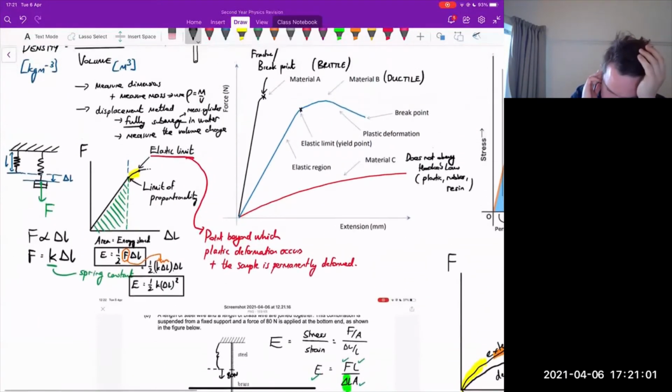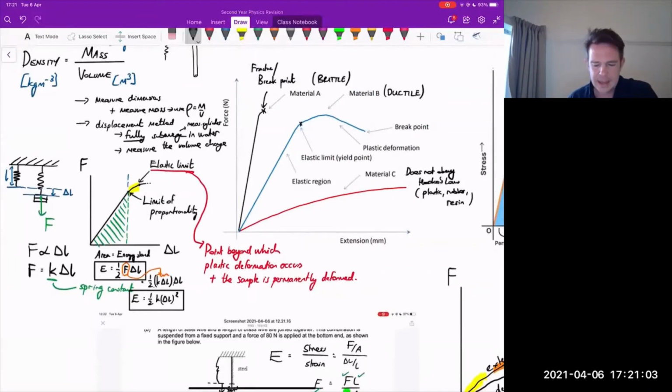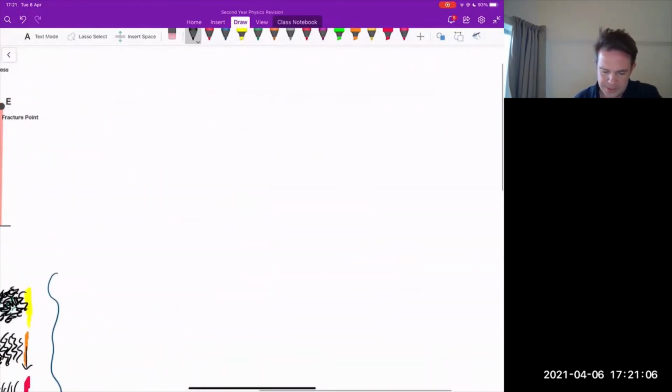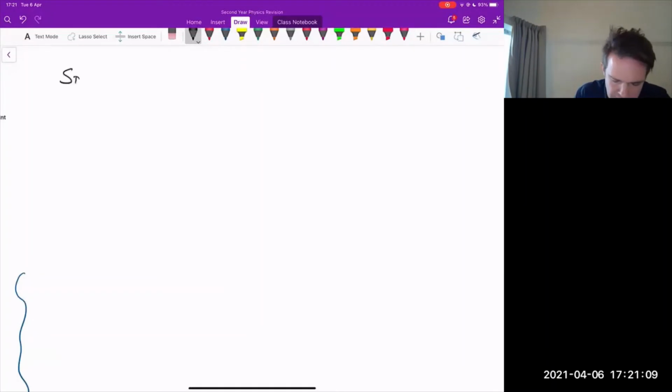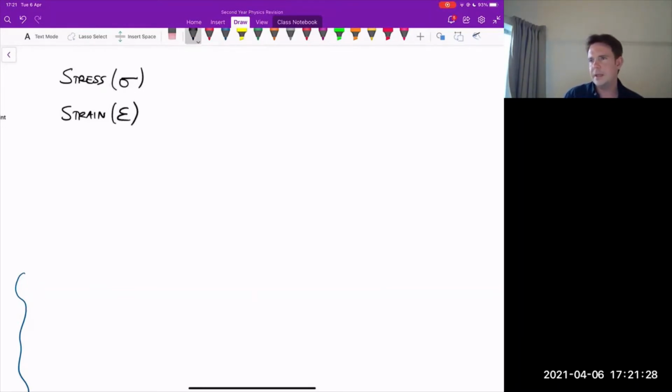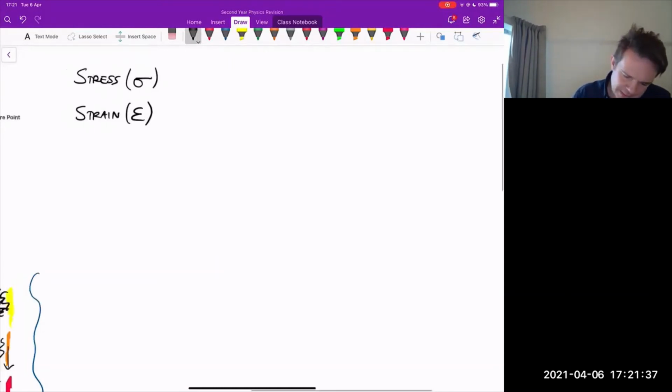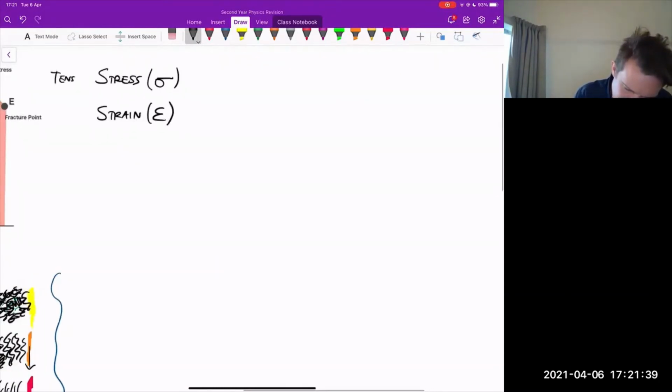So we've talked about force and extension. Another two useful quantities I'd like to define are stress on the one hand and strain. You'll often see them given the symbol sigma for stress and epsilon for strain, although again, I don't think that's mentioned specifically in the syllabus. Let me check the formula booklet. No, they don't use them. So we're talking tensile stress and tensile strain.